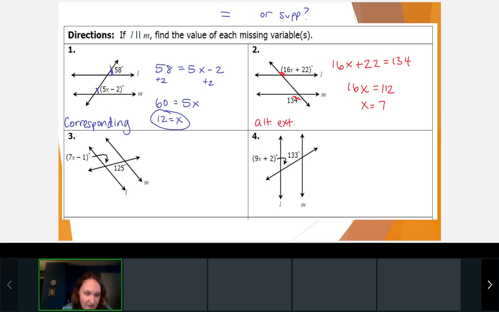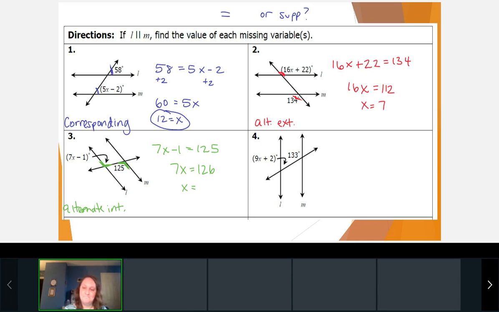This 125, by the way, is labeling this angle. And this 7x minus 1 with that little arrow, it's pointing to this angle. These are alternate interior. Very good. Thank you, those of you in the chat. Alternate interior angles will be congruent when the lines are parallel. So you can set up your equation. Congruent. Add 1 to both sides. Divide by 7. 18.